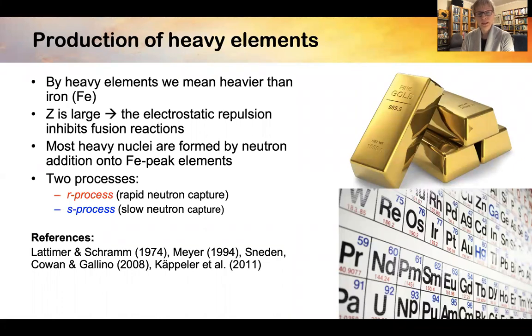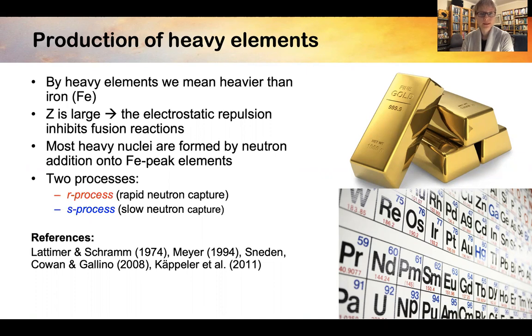So by heavy elements here, we are really focusing on elements heavier than iron. Here, the number of protons in the nucleus is so large that electrostatic repulsion inhibits fusion reactions. And by fusion, I mean charged particle reactions such as alpha or proton capture. Most of our heavy nuclei are formed by neutron addition onto iron peak elements. Now, there are exceptions, but we will not focus on those at all, but just focus on the main way that heavy elements are made.